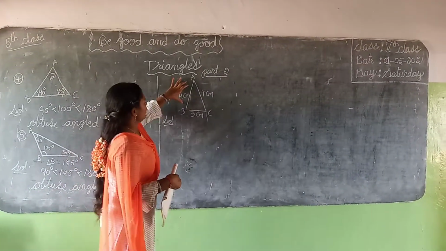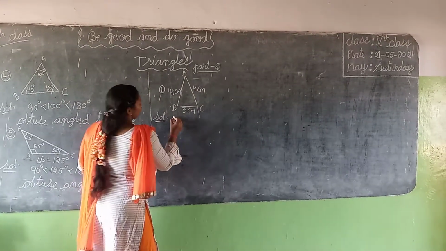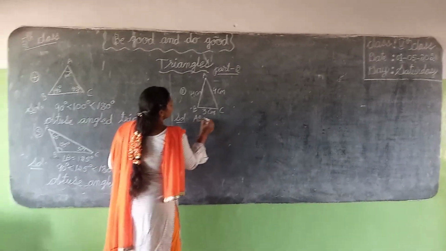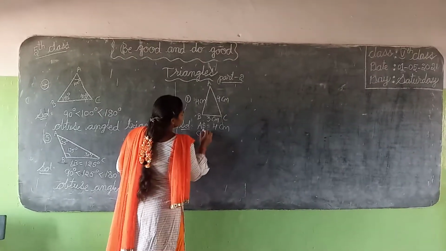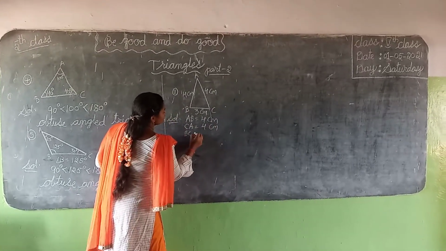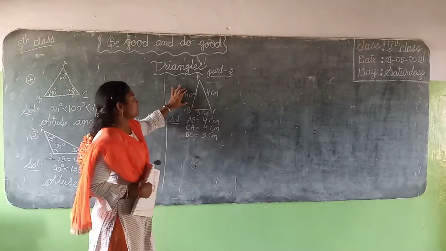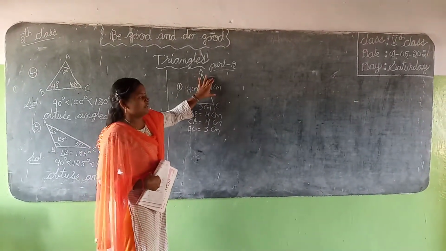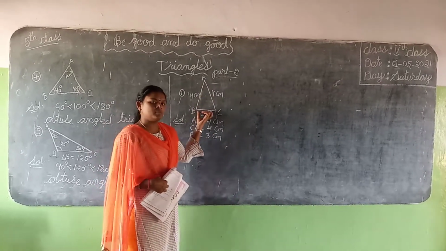So in this, AB and AC are equal to 4 centimeters. So AB is equal to 4 centimeters. Also CA is equal to 4 centimeters and BC is equal to 3 centimeters. In this question, these two sides should be equal. So AB is equal to CA, but the third side should be different.